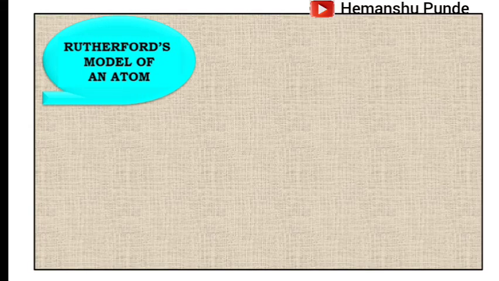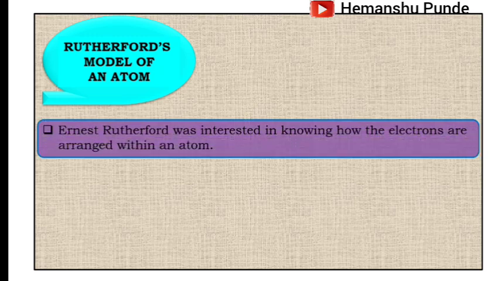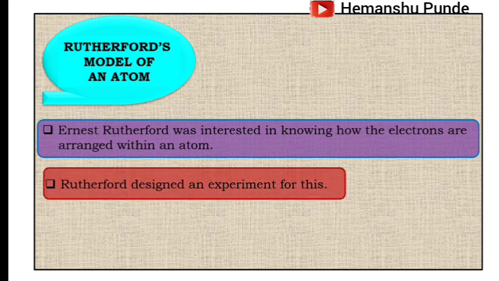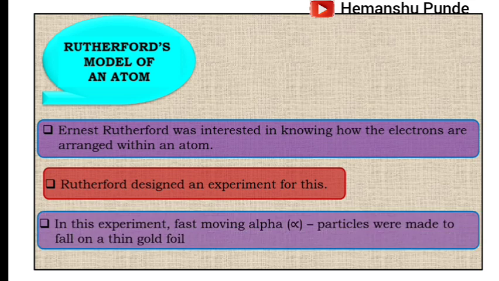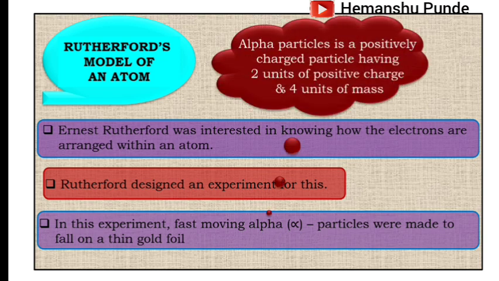Now we are going to discuss Rutherford's model of an atom. Ernest Rutherford was interested in knowing how the electrons are arranged within an atom. Rutherford designed an experiment for this. In this experiment, fast moving alpha particles were made to fall on a thin gold foil. An alpha particle is a positively charged particle having 2 units of positive charge and 4 units of mass.